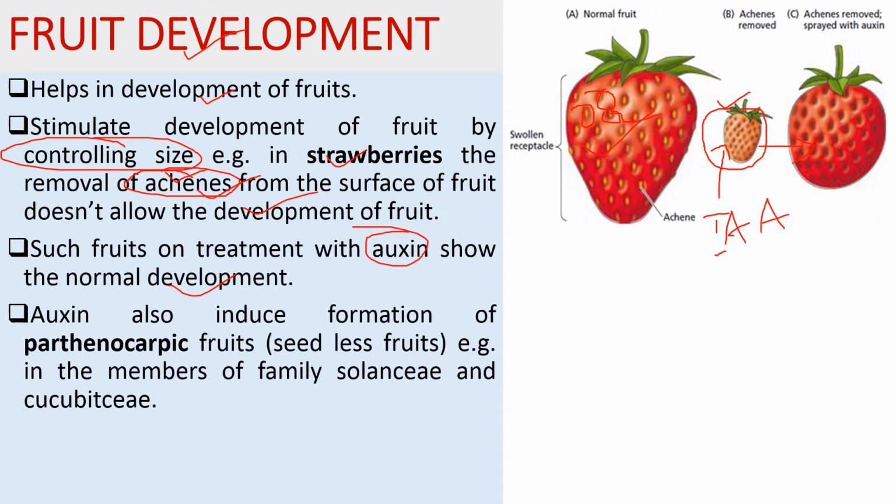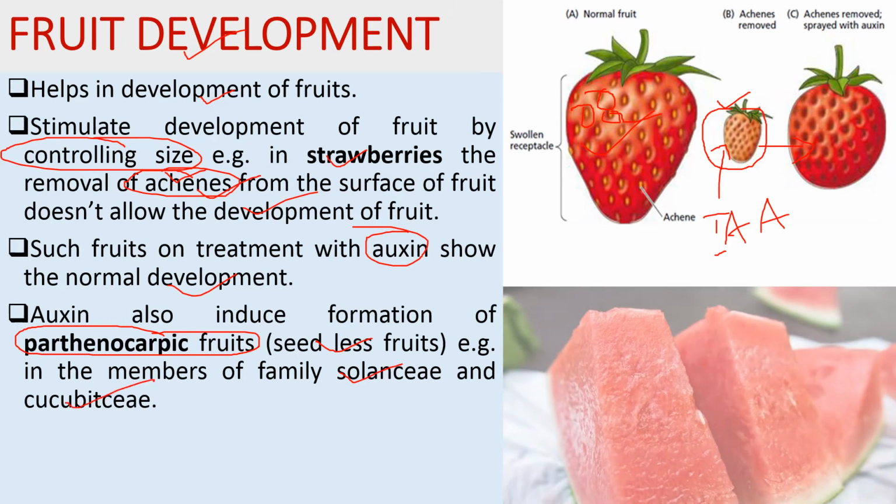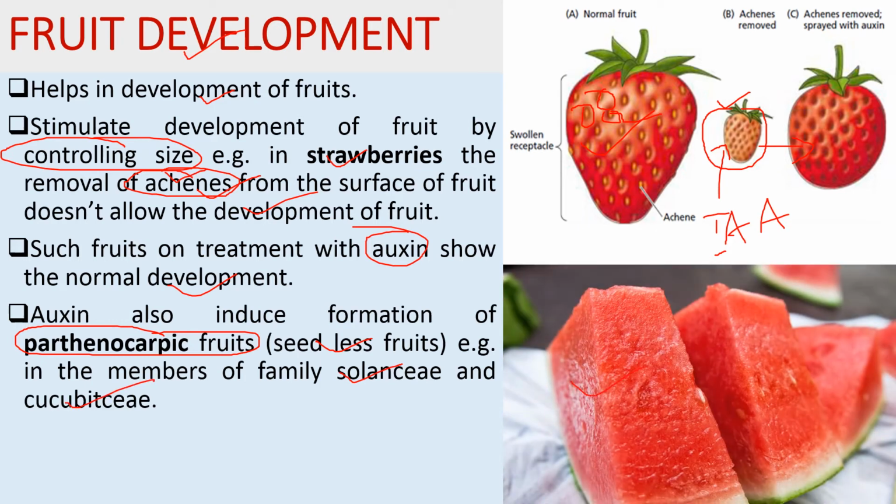एक auxin का और feature है that is very important. Auxin helps in formation of parthenocarpic fruits. So these are the fruits which are seedless. For example, in the members of family Solanaceae and Cucurbitaceae. So we can see this is a member of Cucurbitaceae, watermelon. So this watermelon is seedless. So we can see this is a parthenocarpic fruit जो कि auxin की treatment से बनते हैं.